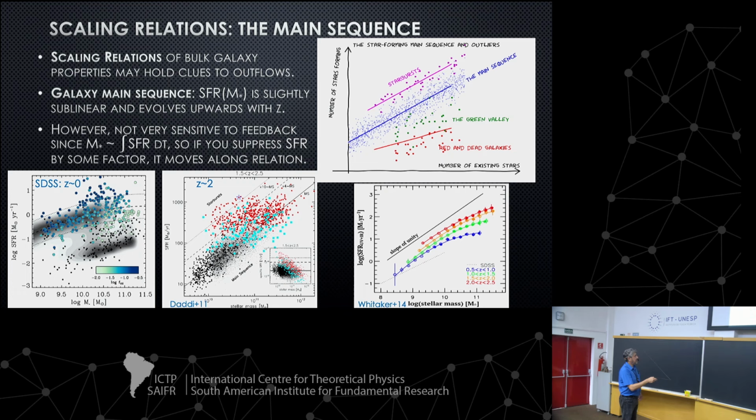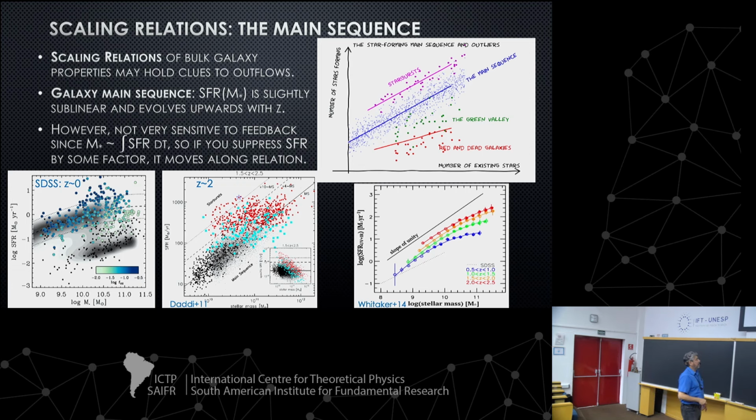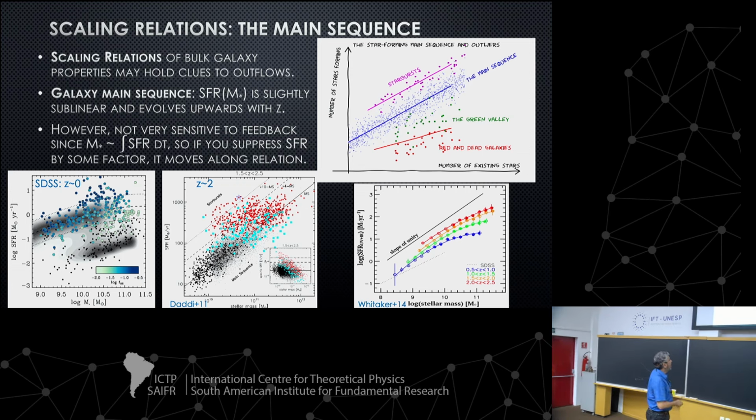These points, or at least some of these points, are color-coded by gas fractions. The underlying gray contours is the SDSS data. And you really see this bimodal galaxy population here, right? You see the main sequence here, and then you see the red and dead galaxies here, and there's very little in the green valley, hence the word valley, right? So it's a very bimodal galaxy population, that gets established by redshift zero.